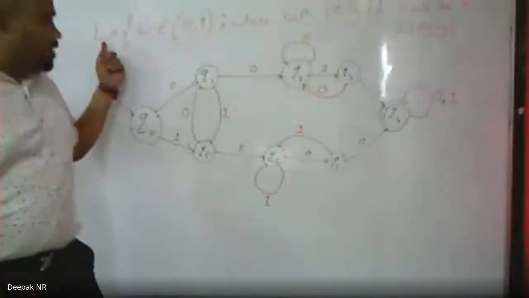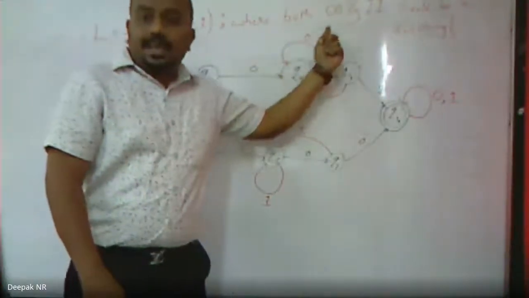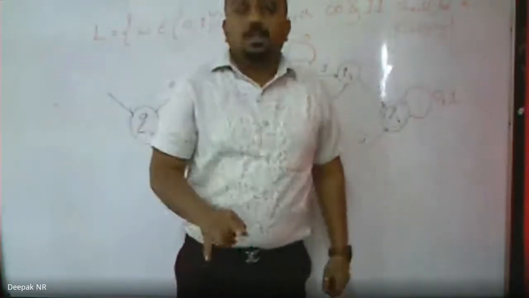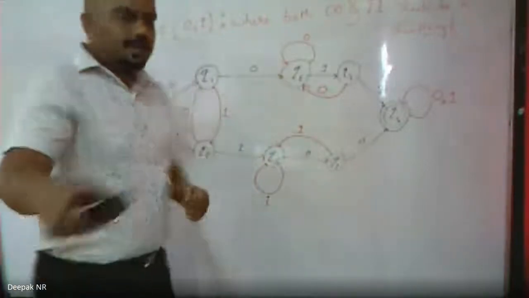Okay. Meanwhile, when I start erasing it, there's a second question which goes like this. Same old thing, a language L where W belongs to 0, 1, where both AA and BB should be a substring. Both AA and BB should be a substring. Yes, guys, make it fast, and I want everyone to write. Make it fast, please.